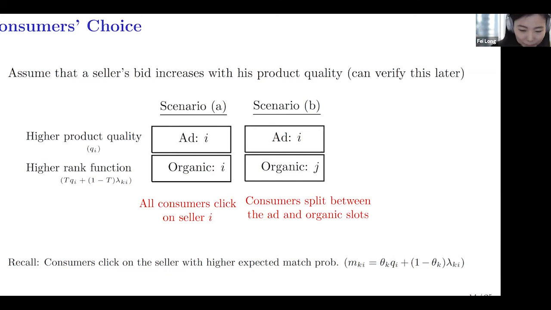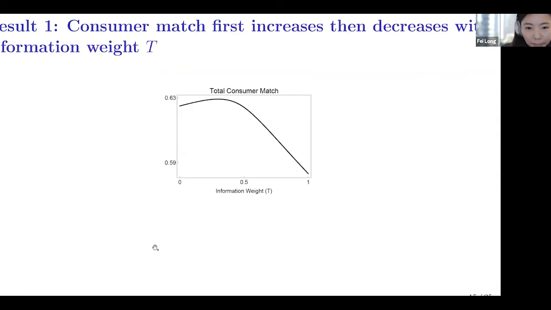Let's first start from an extreme scenario. What if T is equal to 1? If T is equal to 1, it means that only scenario A is going to happen, because the seller who has a higher product quality is also going to get the organic result when the organic ranking only depends on product quality. This is not good for consumers because you're really not using the personal fit information that is helping consumers. So that is why total consumer match, as T increases, is going to be very bad in the large range. It's going to be very bad when T is equal to 1.